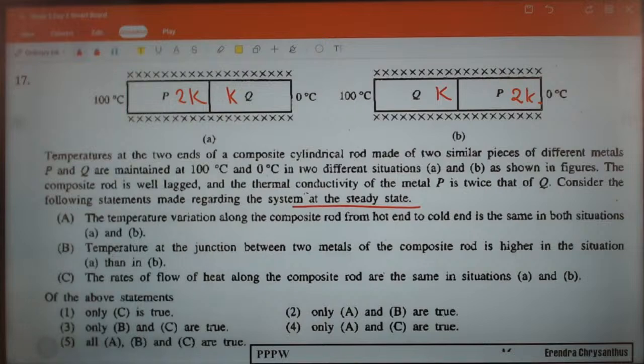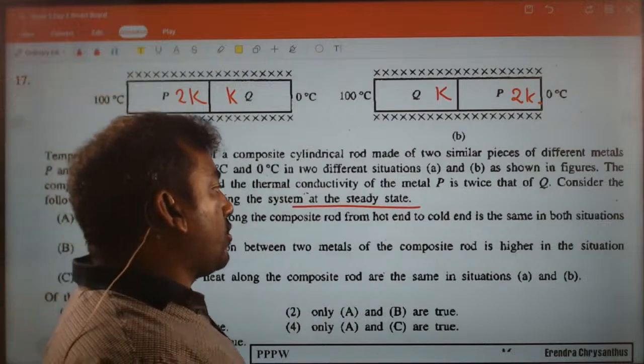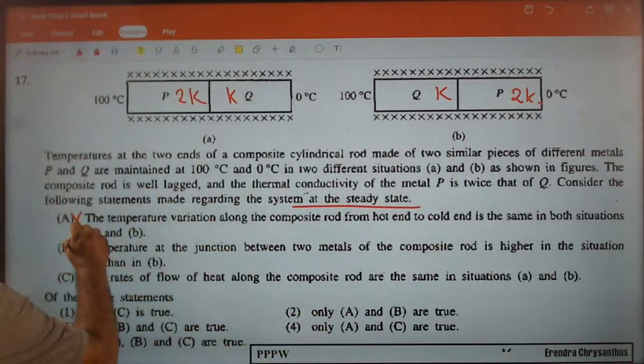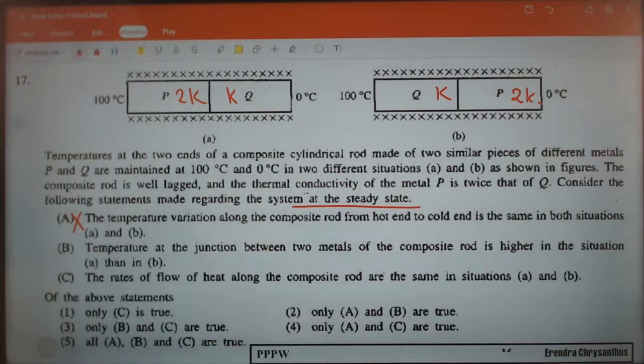Temperature variation along the composite rod from hot end to cold end is the same in both situations. I am afraid wrong. Temperature variations are not the same. I am drawing, let me show you. Temperature at the junction between two metals is higher in situation A than in situation B.